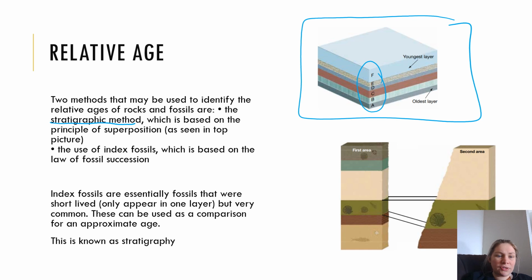We can also use index fossils, and index fossils are fossils that were short-lived, so they only appear in one layer of a rock strata. So we can use those to compare to other fossils that we've found to try and work out a relative age that way.